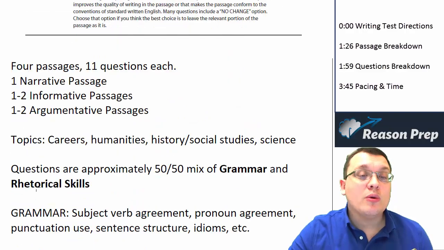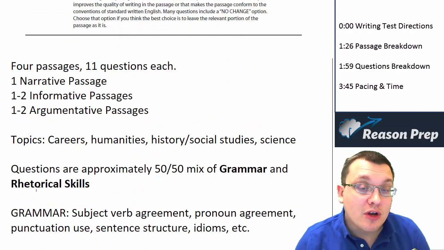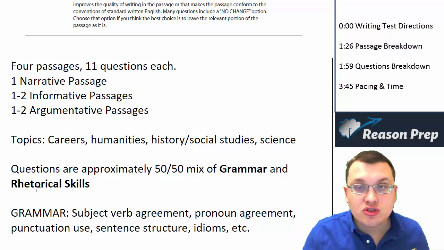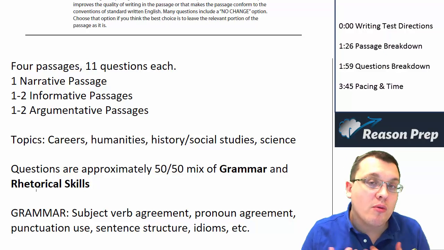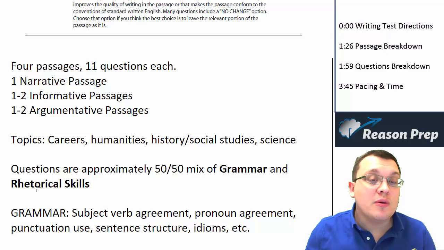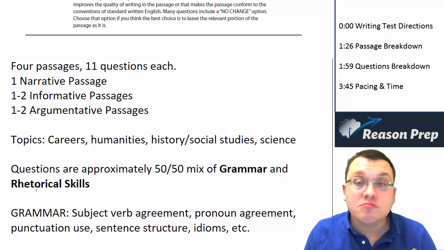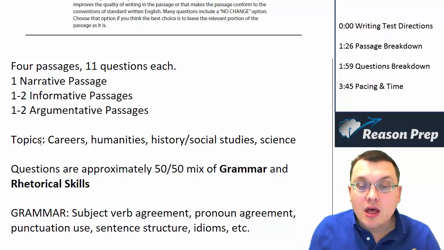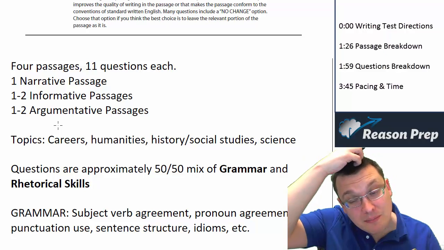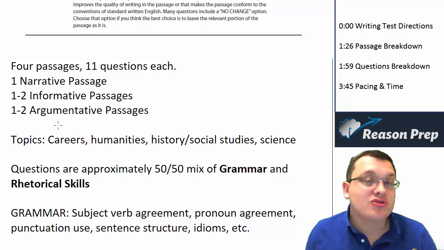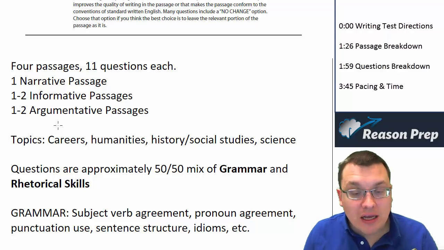Structure of the passage, you're always going to have 4 passages. Each will have 11 questions. You'll always have one narrative passage. That's a passage like from a story or from memoir or something more personal, more conversational. Then the other 3 will be some combination of informative passages, telling you about some particular topic, or argumentative passages, making an argument and trying to persuade you of something. The topics are basically going to be some mix of career-related passages, humanities, history/social studies, and science.